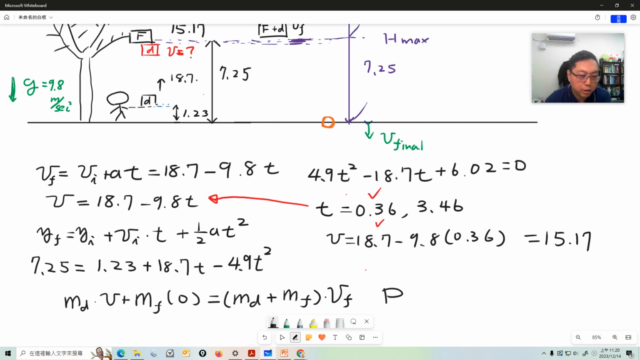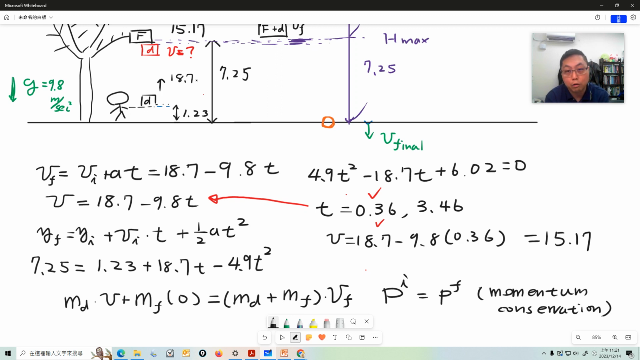This is pi equals pf, momentum conservation. So this equation is using momentum conservation. In an inelastic collision, kinetic energy is not conserved, but if the system is isolated, momentum is always conserved. And that's the beauty of momentum conservation. The collision force is internal, so momentum is always conserved.